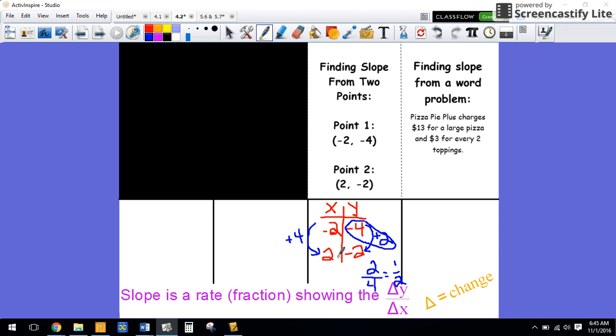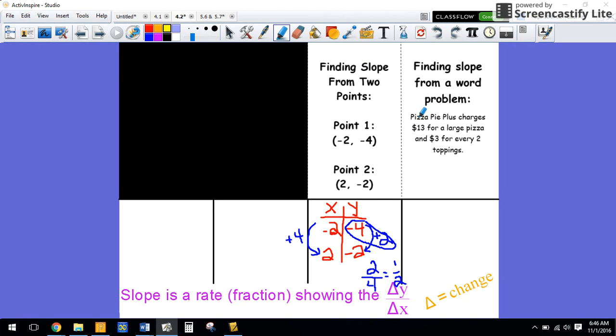Don't get behind. Okay, next one, we are finding slope from a word problem. And I don't know if you guys realize this, but we've been practicing this a lot when we've been writing our equations. Because if you remember, slope is just a rate. And we've been asking you guys this question for days now. What's the rate in the word problem? So now we're just going to change that question a little bit to what's the slope in the word problem? And since slope means rate, it's the same question.